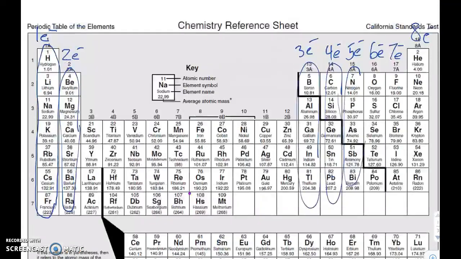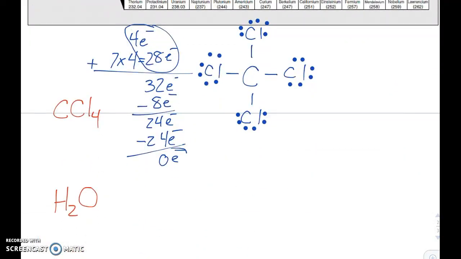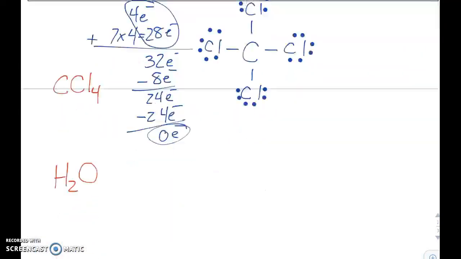Now my next step, if you remember, number 4, is check for extras. Well, we've got 0 left, so there are no extras. If there were extras, they would go on the carbon. Very last step, check for an octet on the center.